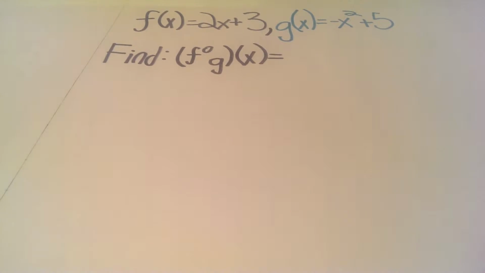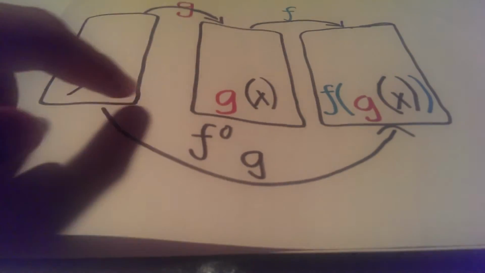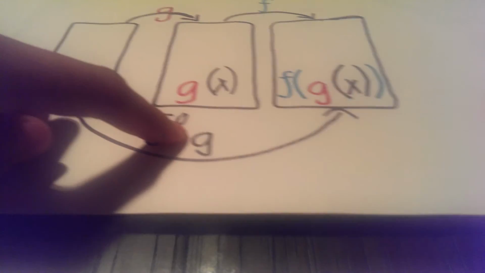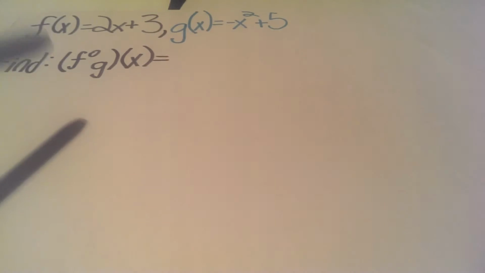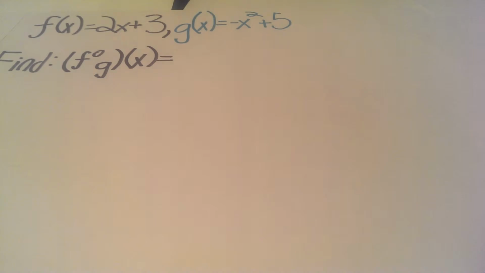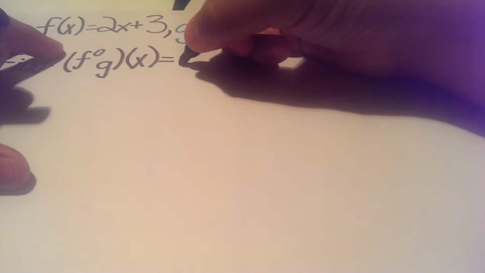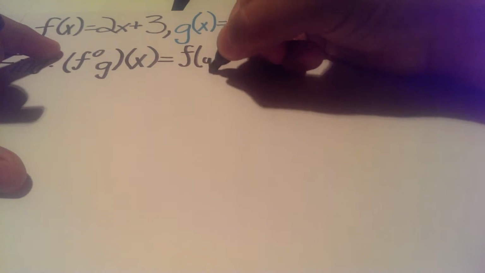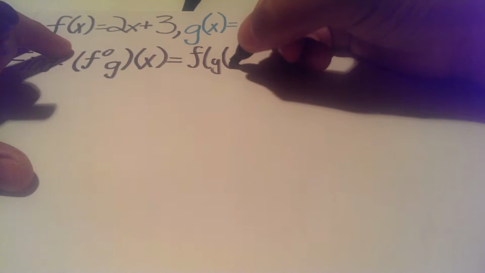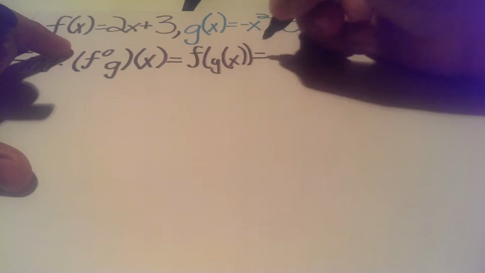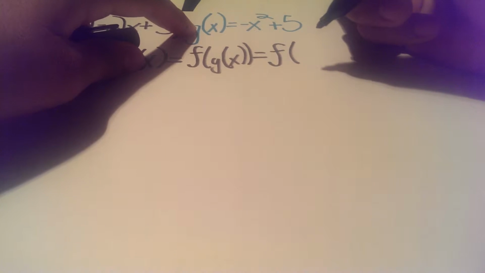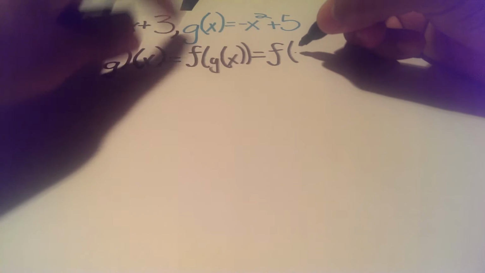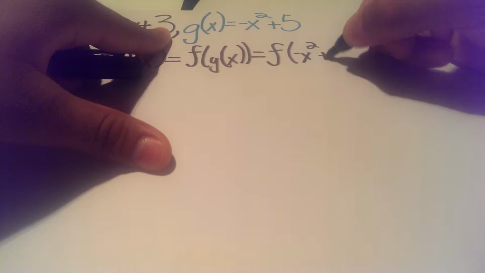Okay, so if we were to go back to our diagram, f composition of g, the equation we'll end up using is f of g of x. So we will be writing f of g of x. So what that will mean is, what's the value of g of x? It would be f of negative x squared plus 5.